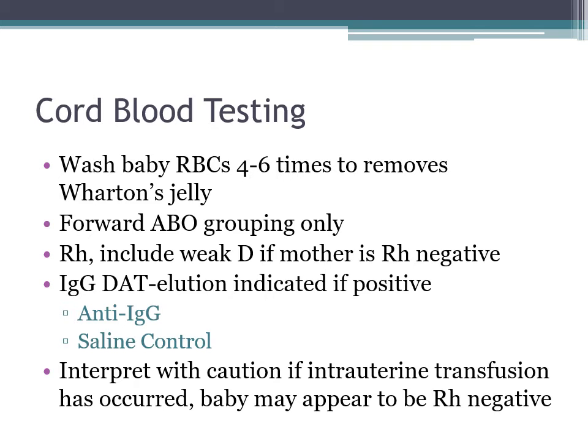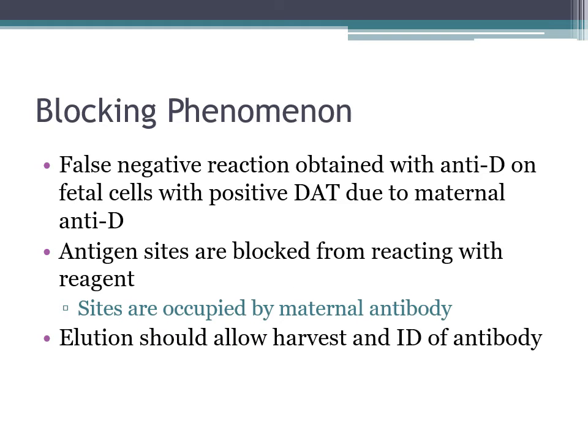We're going to interpret this with caution because if intrauterine transfusion has occurred, the baby may appear to be Rh negative. An interesting thing occurs here called the blocking phenomenon, which may cause that baby to appear to be negative. So we can get this false negative reaction from having anti-D on the fetal cells, which causes a positive DAT due to the maternal anti-D. The antigen sites are blocked from reacting with reagents because the sites are occupied and fully saturated with the maternal antibody. An elution should allow harvest and ID of the antibody.